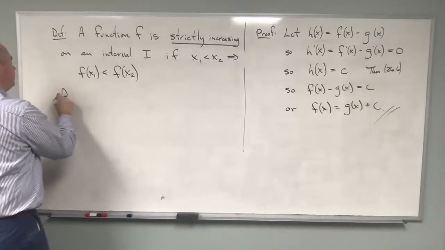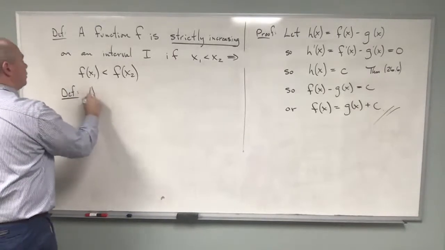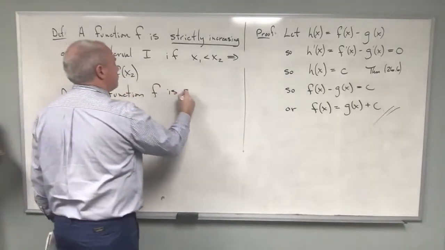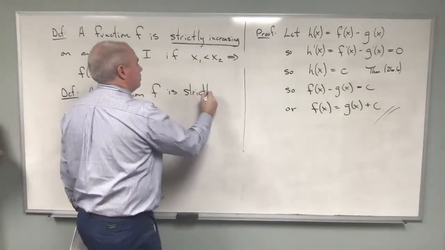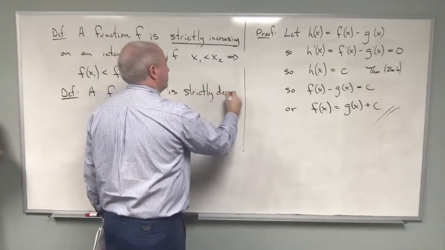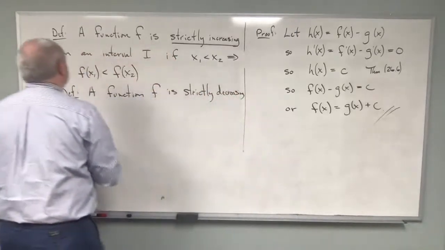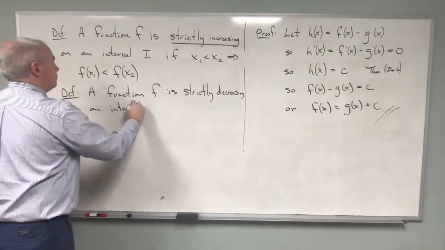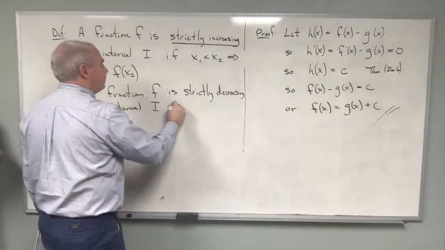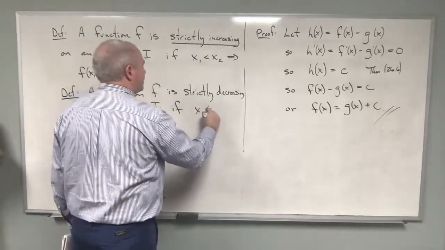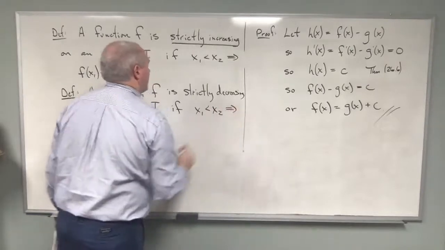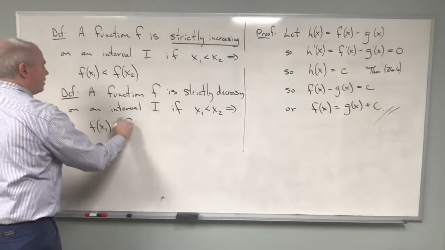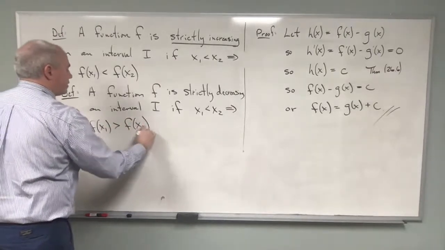So it's increasing. Similarly, we could talk about a function being strictly decreasing. So definition, a function f is strictly decreasing on an interval I if x1 less than x2 implies that f of x1 is bigger than f of x2.